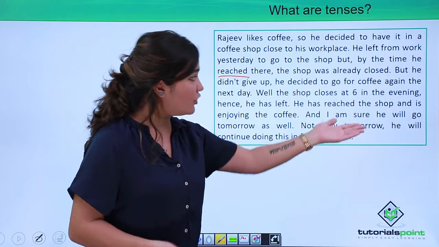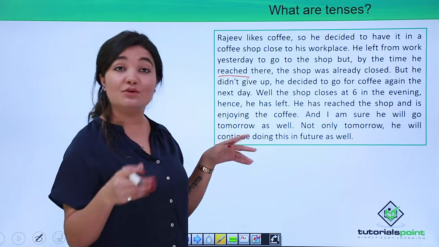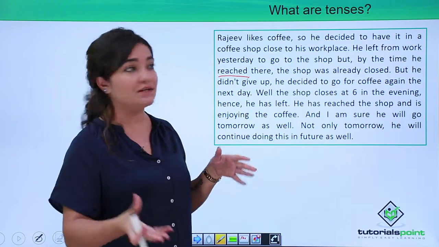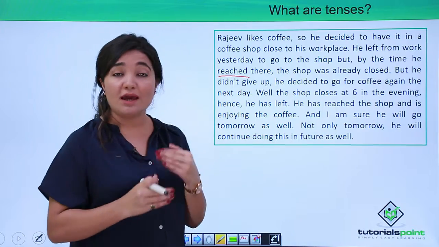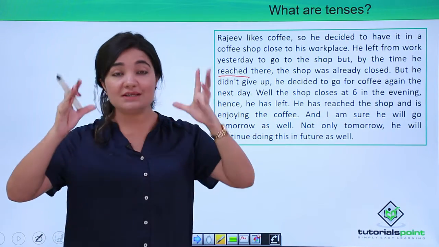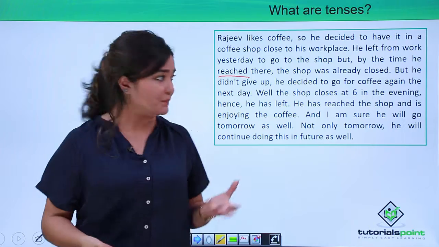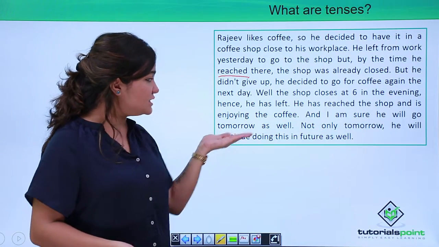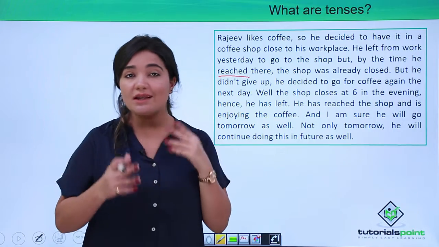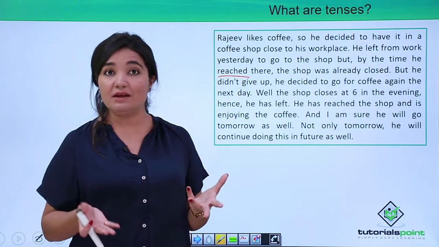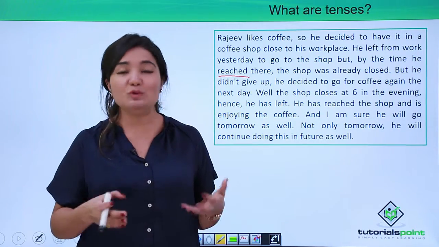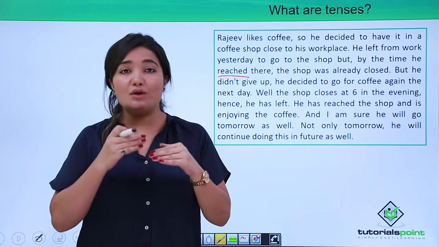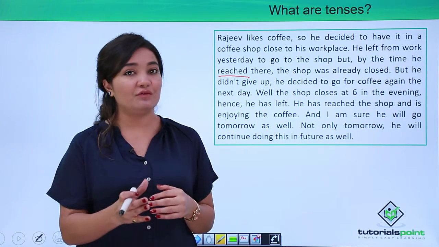And I am sure he will go tomorrow as well. So again, he will go tomorrow as well. So will go tomorrow, again something that you are predicting will happen in the future. Yeah. Not only tomorrow, he will continue doing this in future as well. So again, some prediction that you've made and that is yet to happen, which means you are referring to a future form of the prediction.